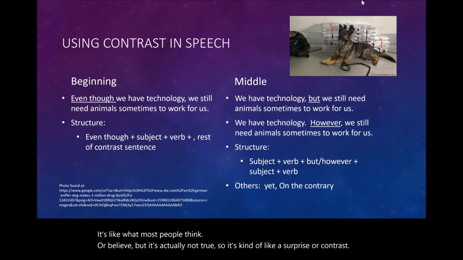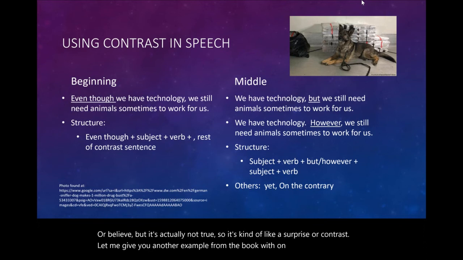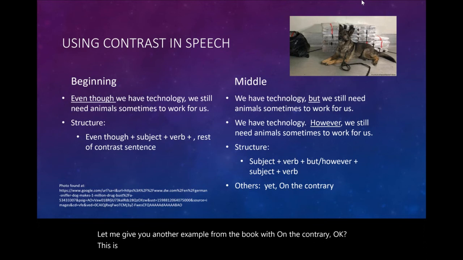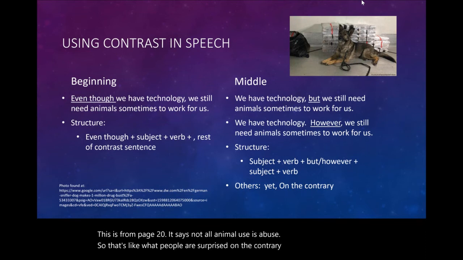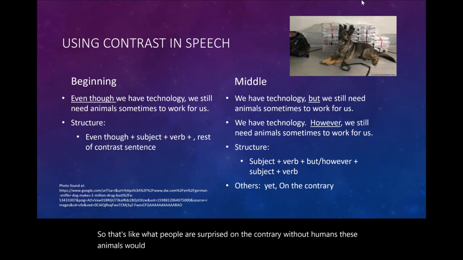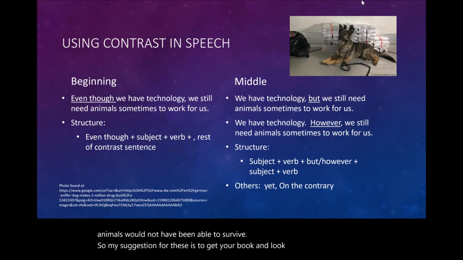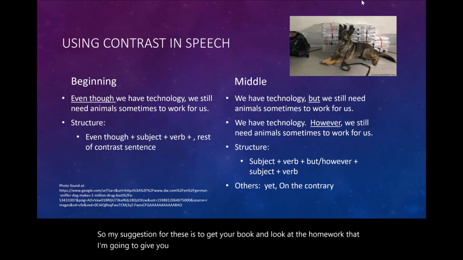So it's kind of like a surprise end or contrast. Let me give you another example from the book with on the contrary, okay? This is from page 20. It says, not all animal use is abuse. So that's like, what? People are surprised. On the contrary, without humans, these animals would not have been able to survive. Okay, so my suggestion for these is to get your book and look at the homework that I'm going to give you, page 20 and 21, because they have several examples with on the contrary.